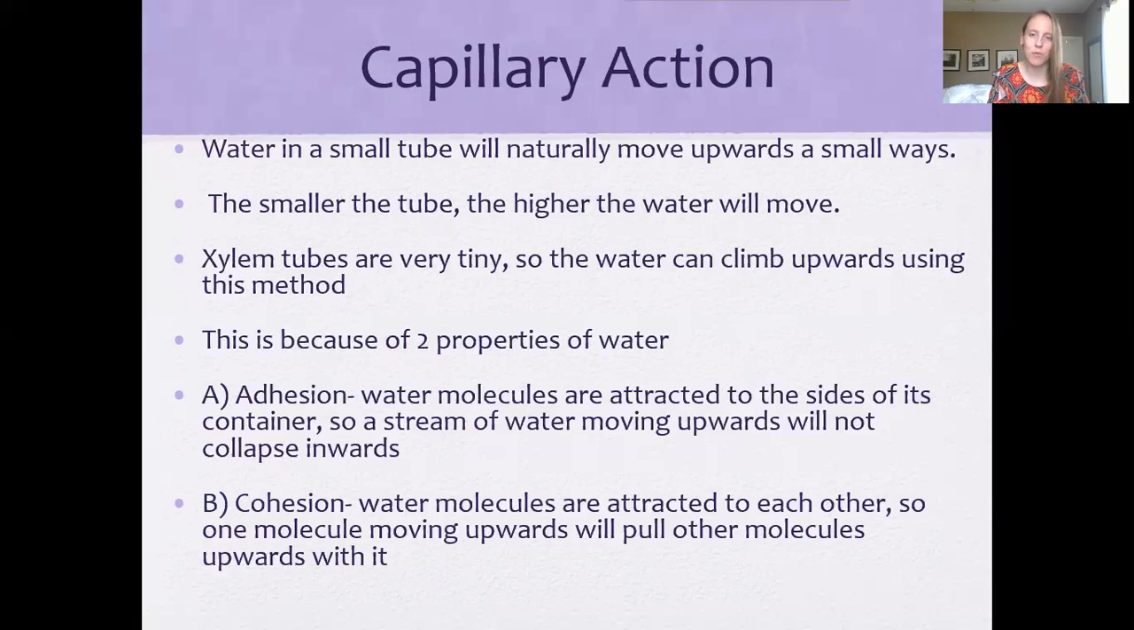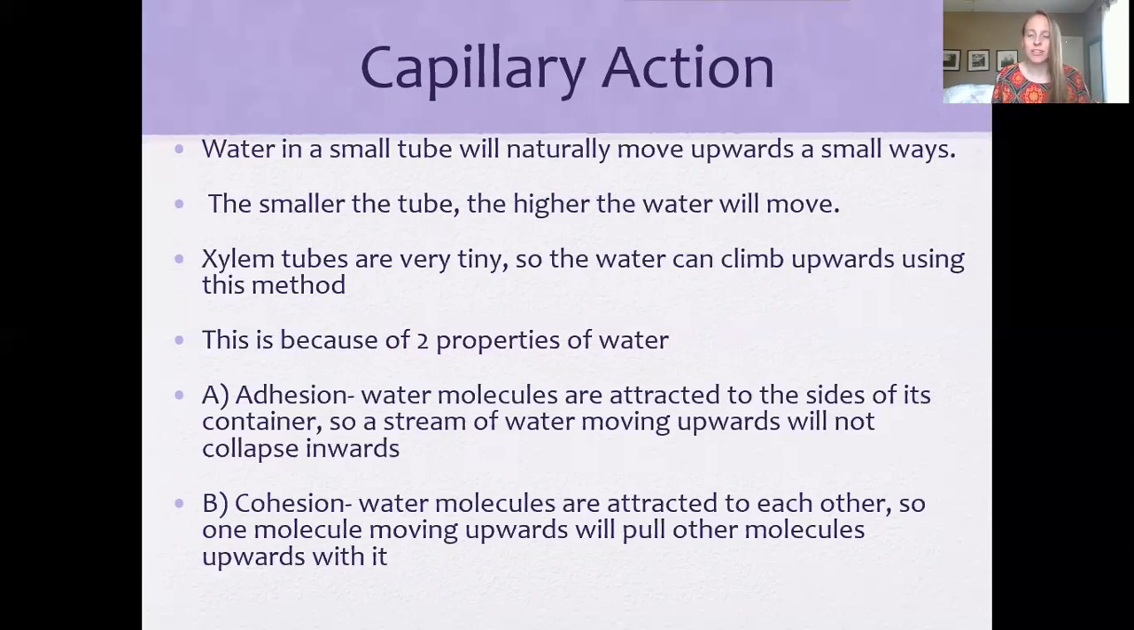Adhesion is this idea that water molecules are naturally attracted to the sides of a container. So as a stream of water is moving upwards, it latches onto the sides of the tube or whatever. And that allows the stream to not collapse in on itself as it's moving upwards.